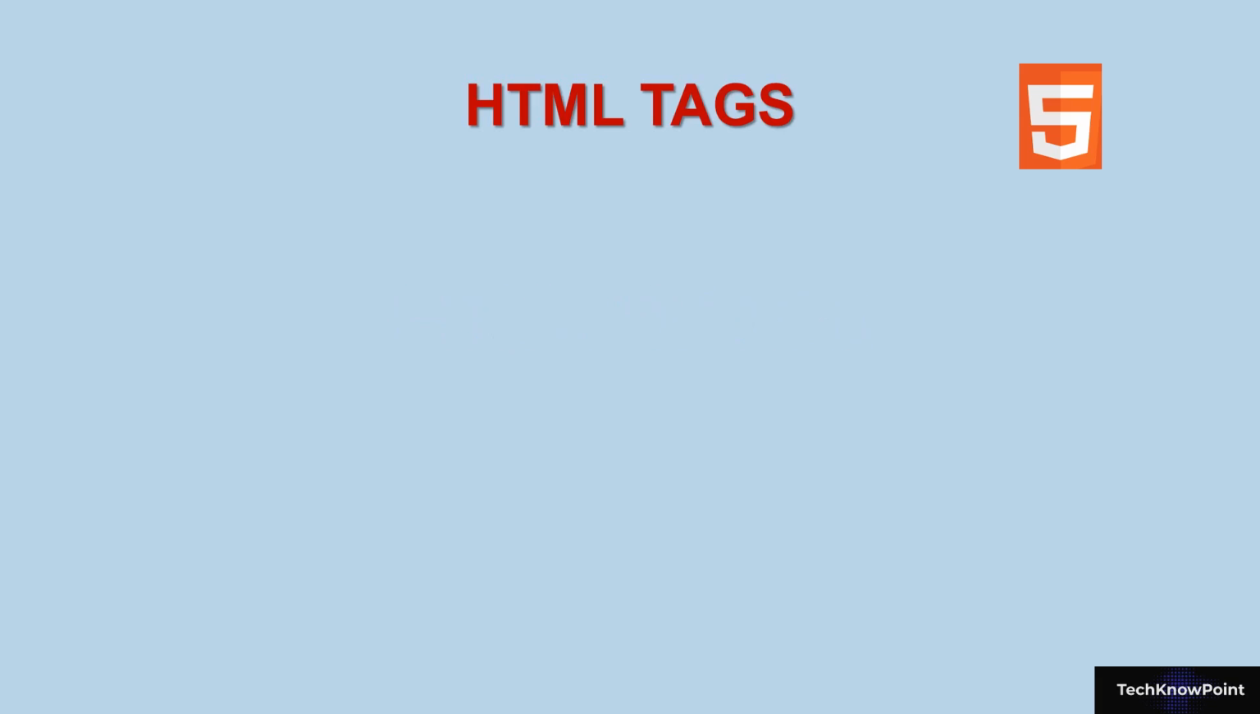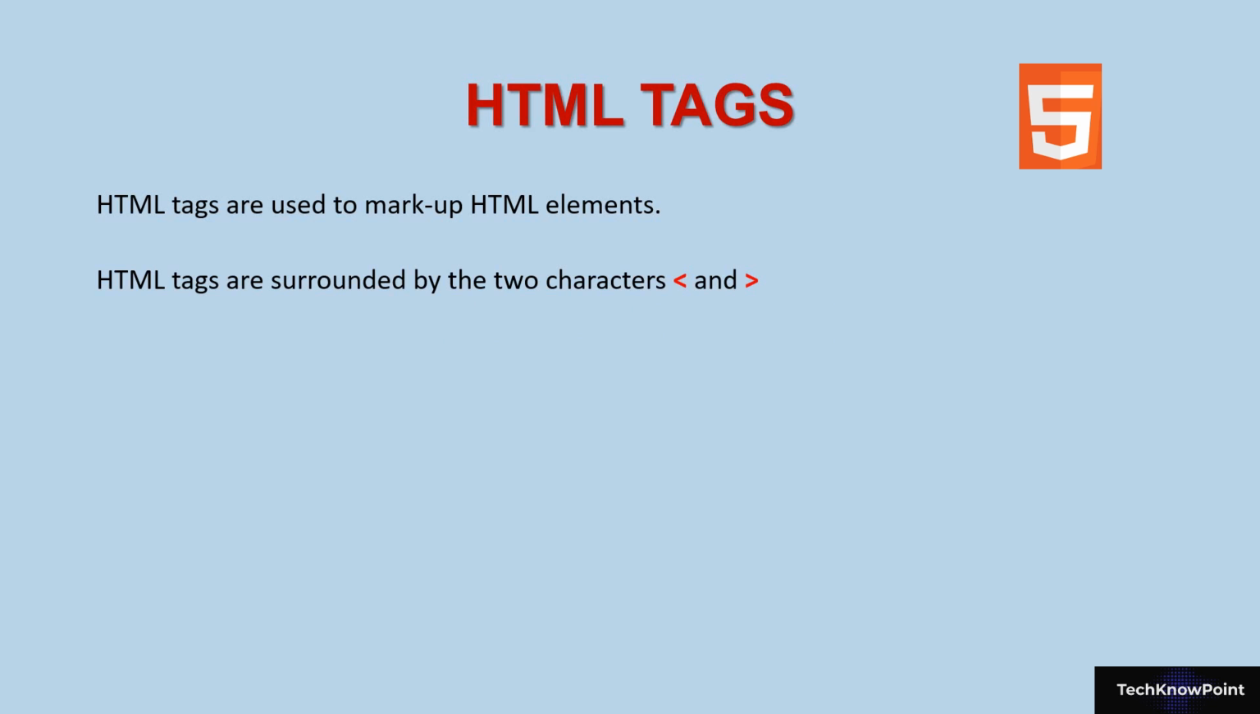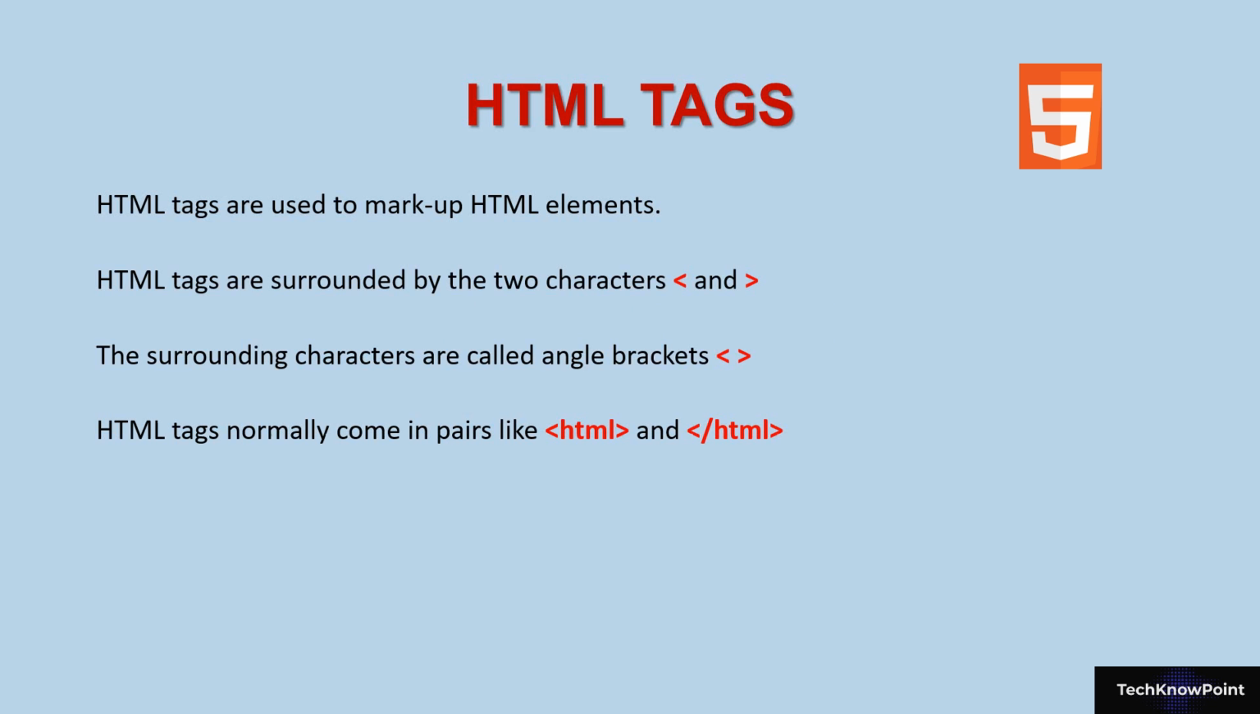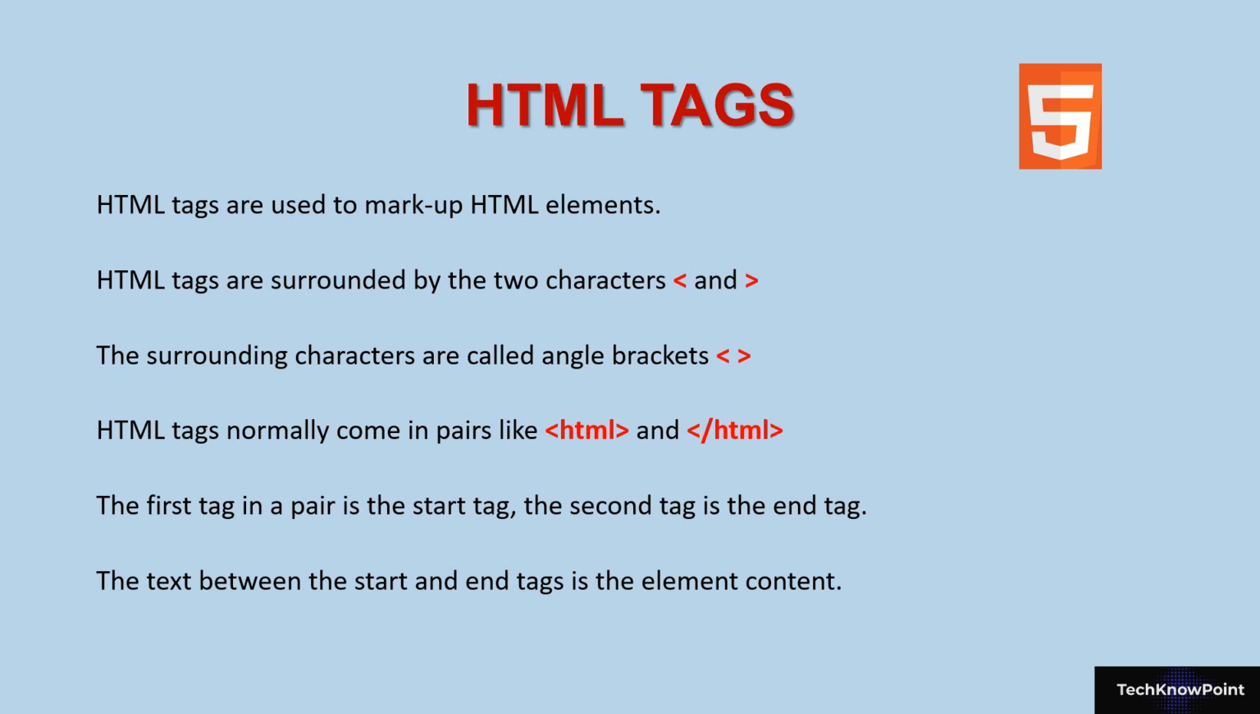HTML tags are used to mark up HTML elements, and they are generally surrounded by two characters known as angular brackets. These tags occur in pairs, though there are a few exceptions which we will discuss later. The very first tag in the pair is the start tag, and the second one is the end tag. And the content present in between these two tags is nothing but the content of the element, which will be displayed on your web page. Also note that HTML is not a case sensitive language, but lowercase is preferred for convenience.